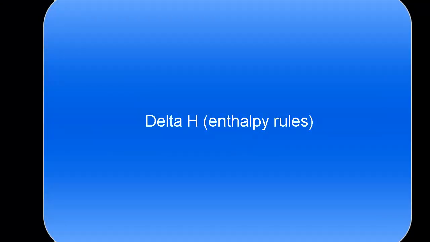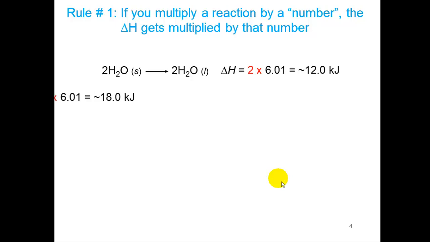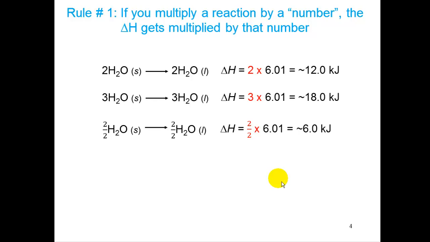Let's go over some rules regarding enthalpy, or the change in enthalpy. Remember, we're going to talk about delta H as opposed to H now. The first rule is if you have a reaction and you multiply it by a number, for example, 2, 3, or even a fraction, the corresponding enthalpy gets multiplied by that number. So multiply a reaction by 2, the enthalpy gets multiplied by 2. Multiply a reaction by 3, the enthalpy gets multiplied by 3. Here, compare the first reaction with the third reaction: divide the reaction by 2, and we divide the enthalpy by 2.